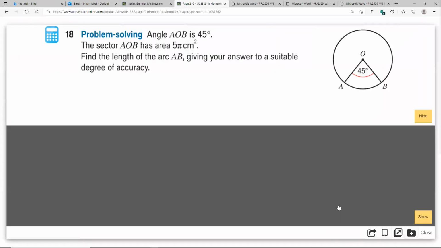Next question. Right, question number 18. Find the length of the arc AB. If you've done this one, quickly send your answer to the chat now or forever hold your peace. Go. Let's see what your answers are first before you start stealing my answer.